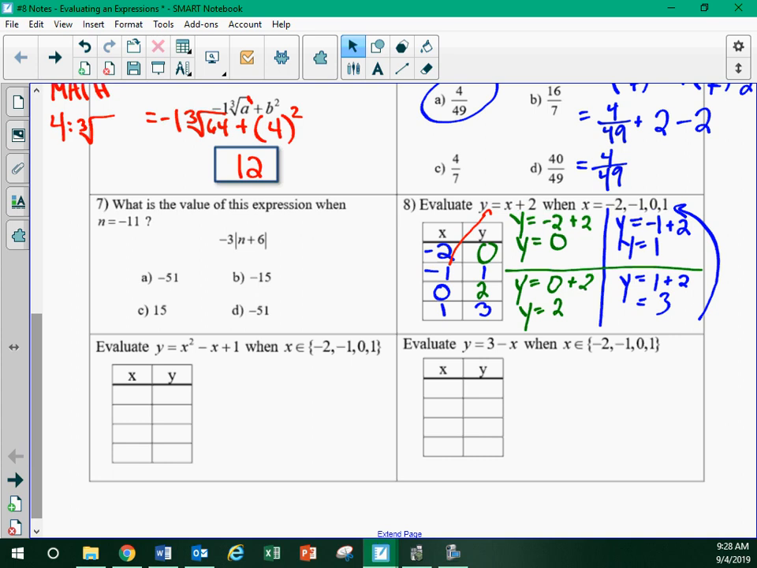Okay, so number 7. So we've got negative. Let's go ahead and rewrite that out. So we have -3. And then the absolute value bar, right? Now instead of n, what do we have? -11. Good. There you go. So it's -6. Be careful, it's a -11.